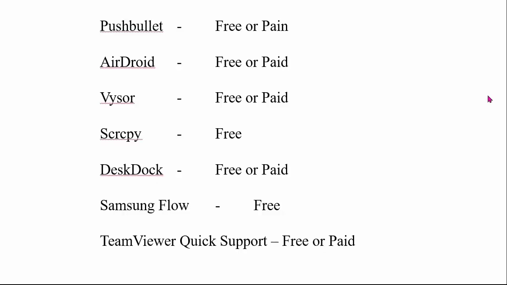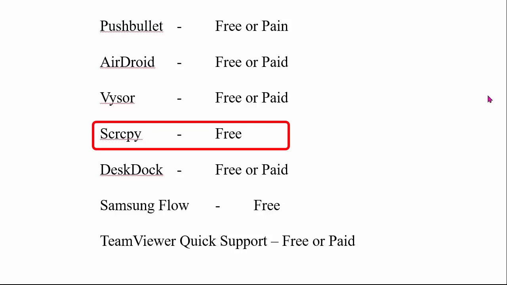Different apps are available like Pushbullet, AirDroid, Vysor, scrcpy, Samsung Flow, TeamViewer, Quick Support, and a lot more. We may use any one among these. Almost all have a free version as well as a paid version. We all know about the free version and paid version. No doubt paid versions have more features. Here I am using scrcpy, which is a free version.